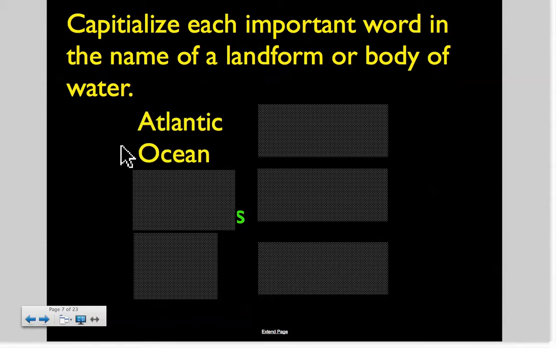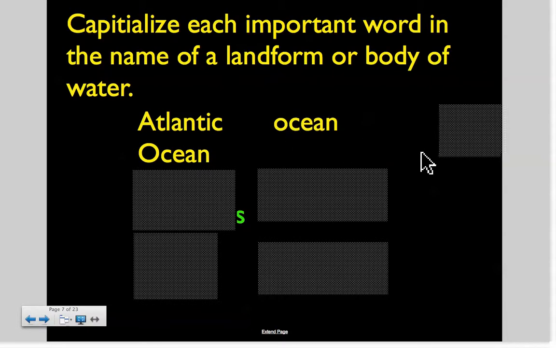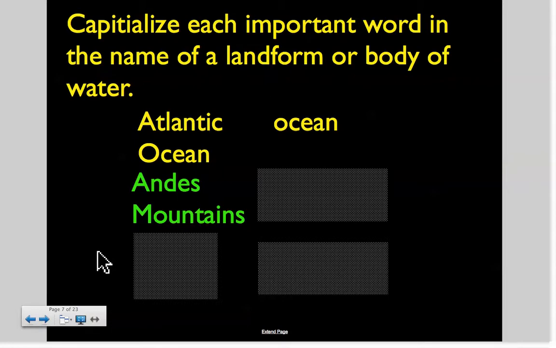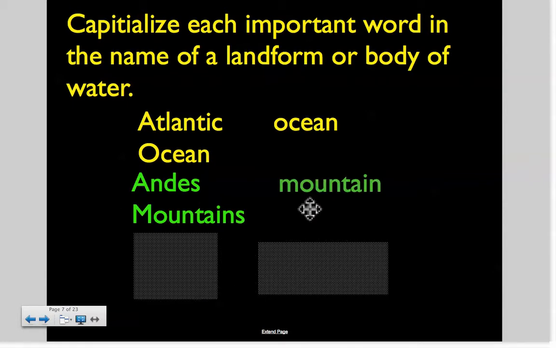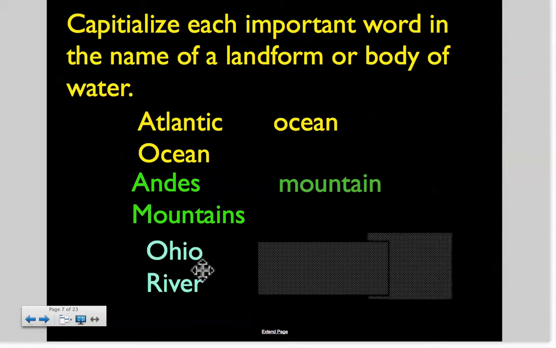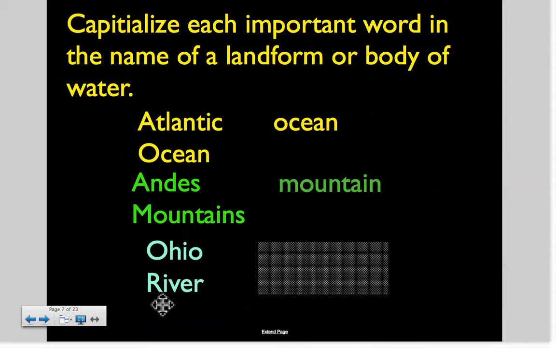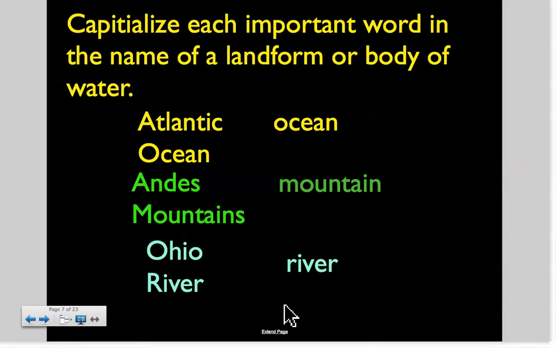Atlantic Ocean needs a capital letter because it's the name of an ocean. Just the word ocean? You don't need to capitalize that. There's 4 major oceans in the world. Andes Mountains is capitalized because there's only one Andes Mountains in South America. Mountain, though, is a common noun. There's lots of mountains, so you don't capitalize it. Ohio River? Well, there's one and only Ohio River. It gets a capital letter. But just river? Well, that doesn't get capitalized because there's lots of rivers in the world.